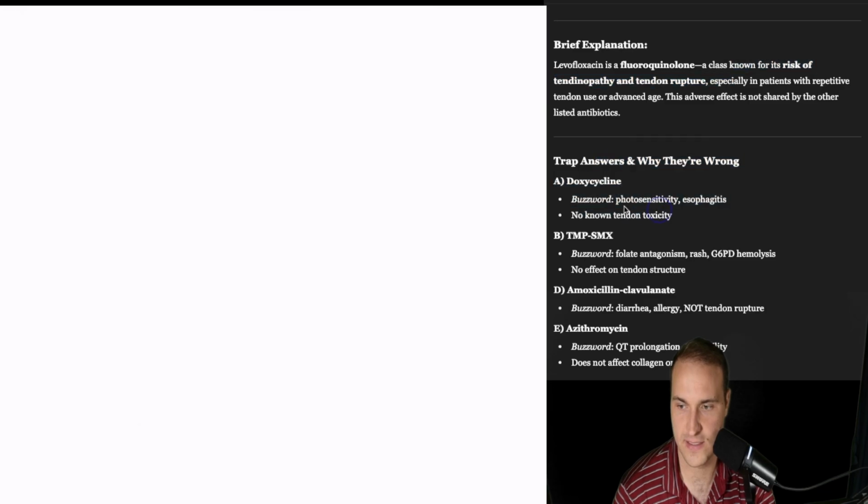Here are the trap answers. Doxy. For that one, you think of photosensitivity. TMP would be folate antagonism. And the amoxicillin we talked about, maybe think of diarrheas and allergies, not tendon associations there, nothing there. And azithromycin, QT prolongation, and GI motility, but not the tendons.